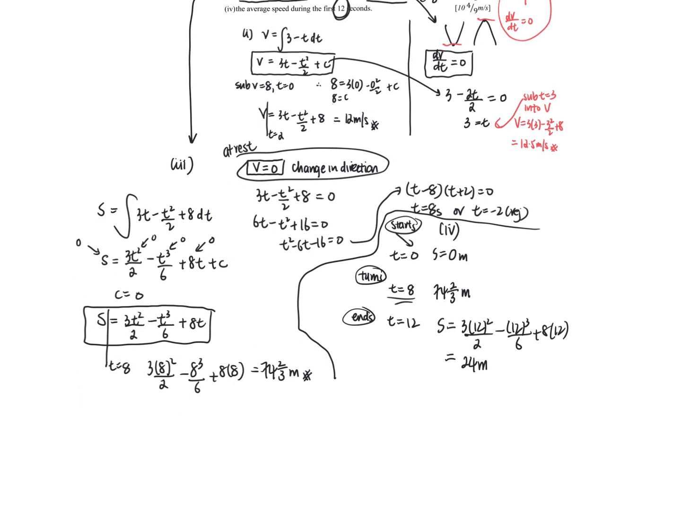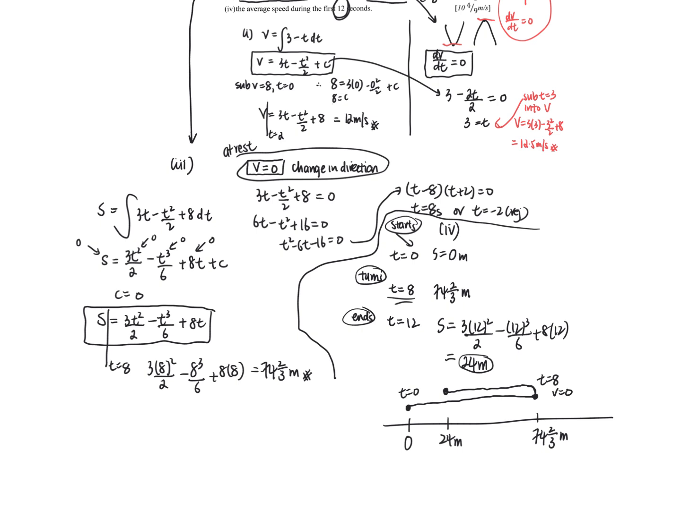Let's draw the particle movement. My particle started off at the origin here. Then at 8 seconds, it traveled 74 and 2/3 meters. So it was here at 8 seconds. But because at this point it was also momentarily at rest, there is a change in direction. Then at the final 12 seconds, it is back to the 24 meters mark. So it went back to somewhere here. It was 24 meters away from O.